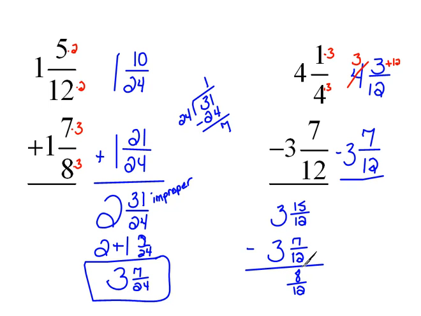Now, this is our answer, but we're not done, because 8 over 12 can be simplified. 4 can go into both the numerator and the denominator. So if I divide the numerator and the denominator by 4, my answer simplified is 2 over 3. So our final answer here would be 2/3.